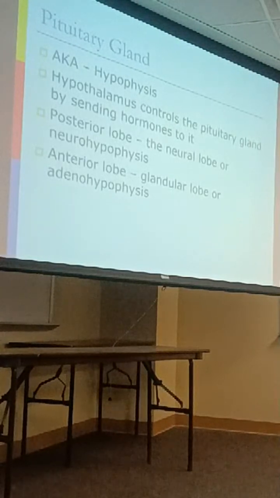Now, the pituitary gland has two parts. It has an anterior lobe and a posterior lobe. They look very different under the microscope. They function a little bit differently. The posterior lobe is also called the neural lobe or the neurohypophysis, and that's because it's made out of neural tissue. So when you look at a slide, it's axons and dendrites and all the parts that we see in nervous tissue.